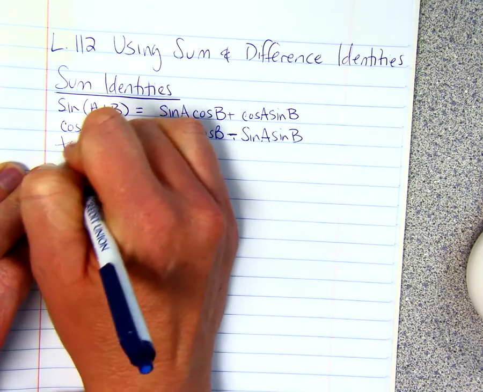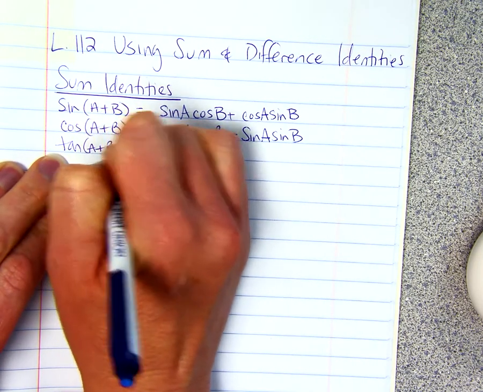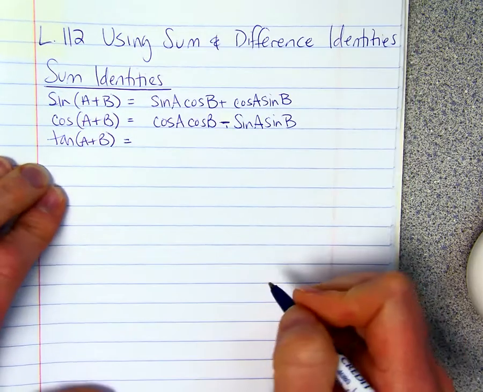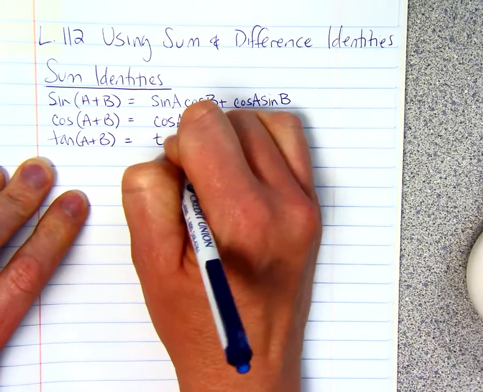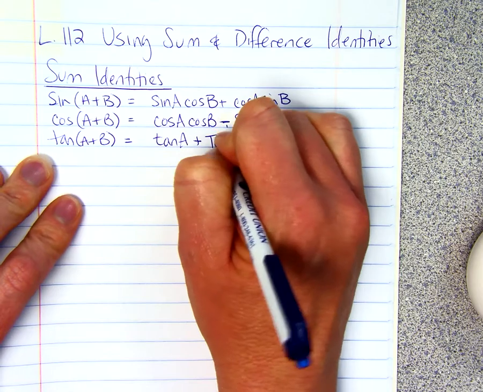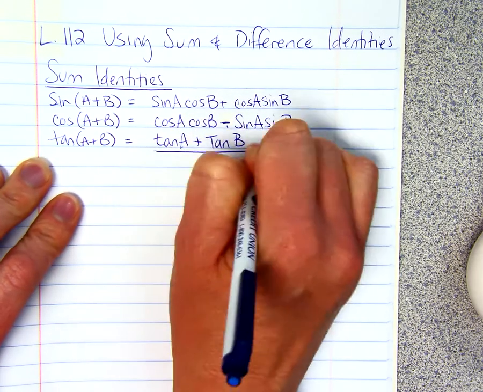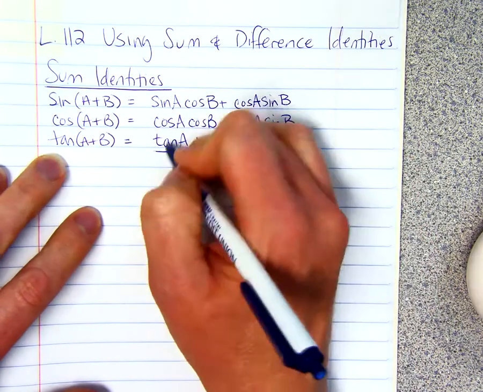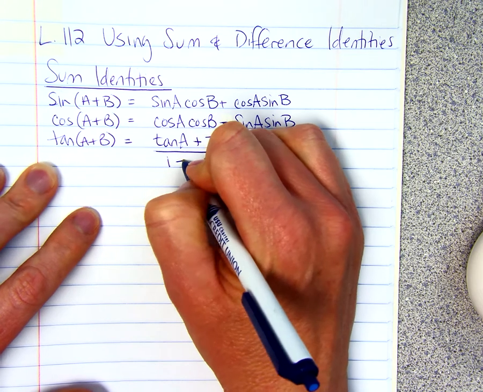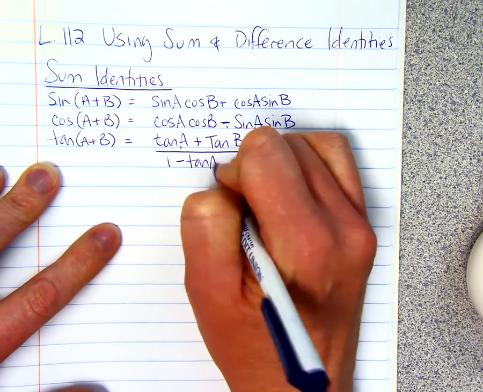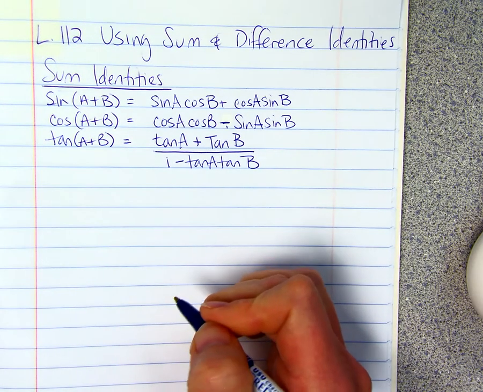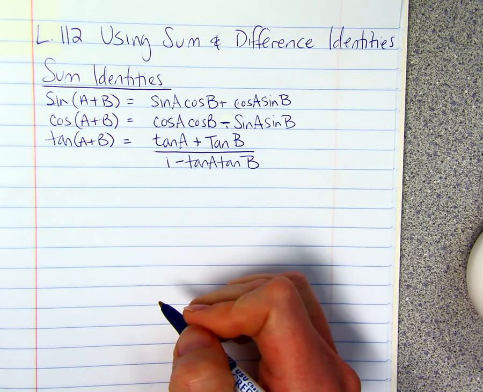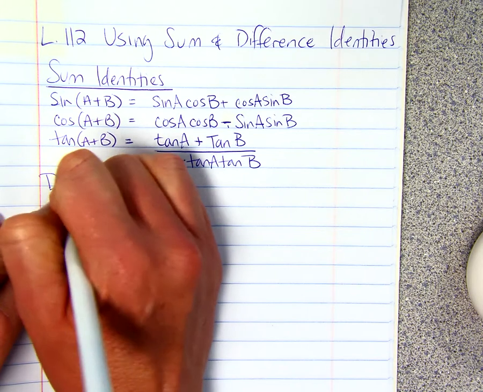And then the tangent of a plus b equals the tangent of a plus the tangent of b, all of that divided by 1 minus the tangent of a times the tangent of b. That's the sum identities. Now we have difference identities.